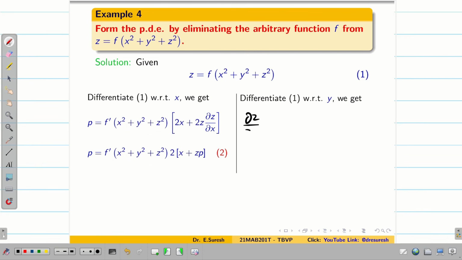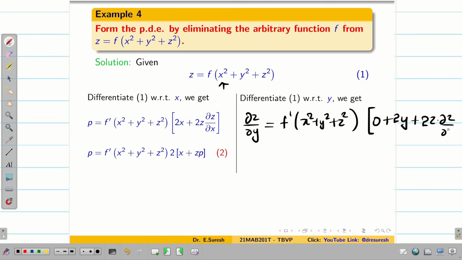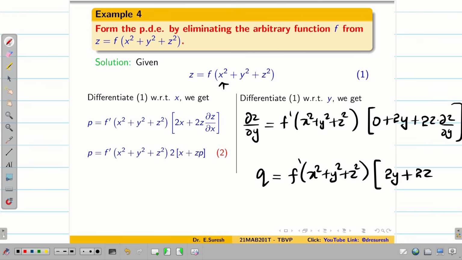respect to y. So we get dou z by dou y is equal to f dash of x square plus y square plus z square into first term is going to be 0 because I am differentiating partially with respect to y. So 0 plus 2y, and differentiation of z square is 2z dou z by dou y. Now we know dou z by dou y is simply q. So q is equal to f dash of x square plus y square plus z square into 2y plus 2zq. Now take this as equation 3.